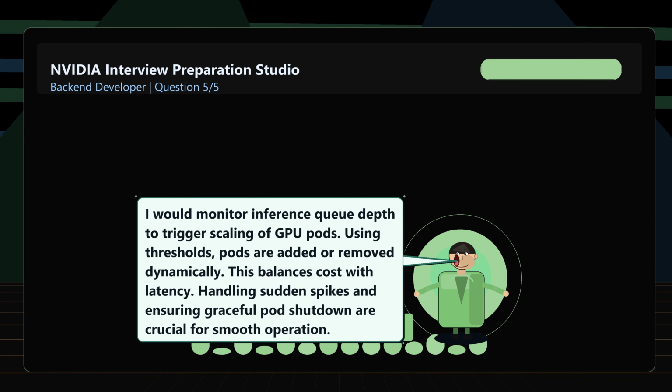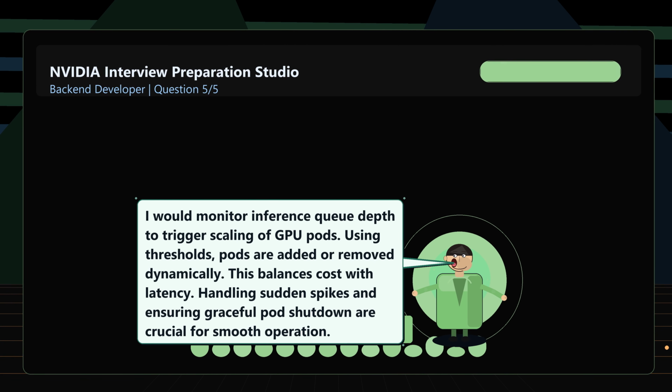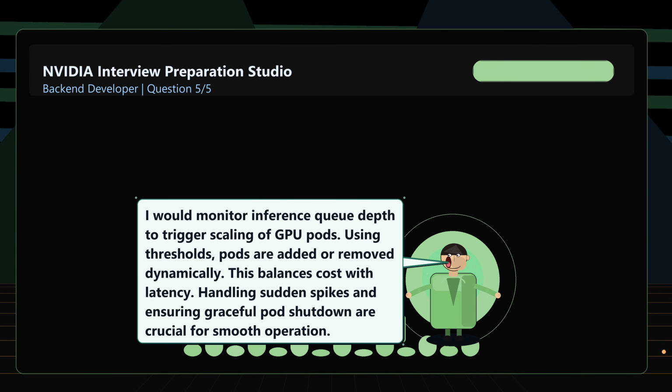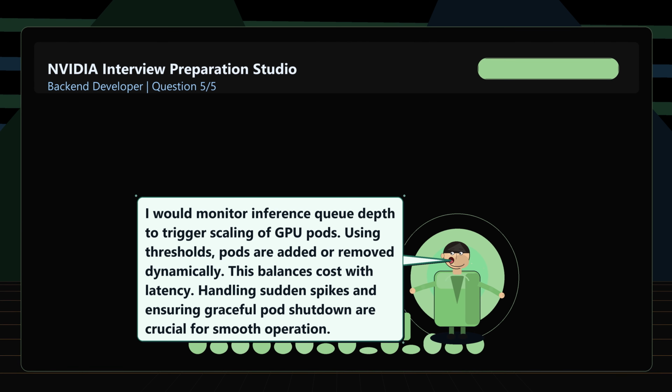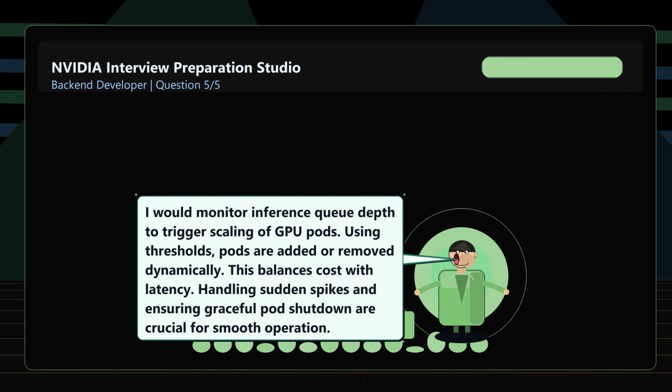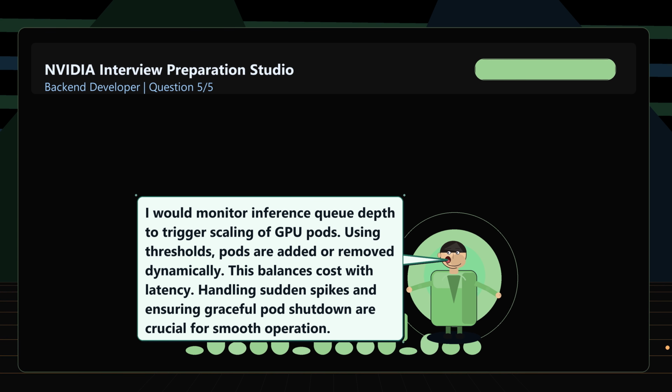The trade-off is choosing thresholds carefully to avoid oscillations. For edge cases like traffic spikes, I'd include cooldown periods and buffer capacity to maintain stability. Overall, this ensures efficient and responsive GPU utilization under varying loads.